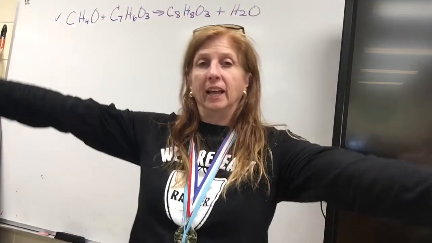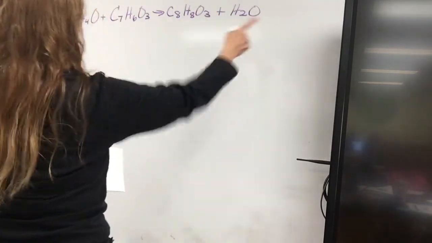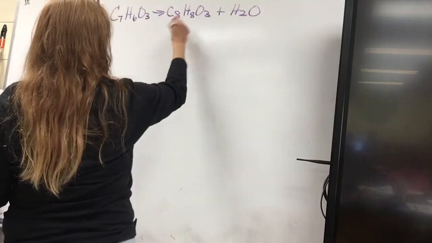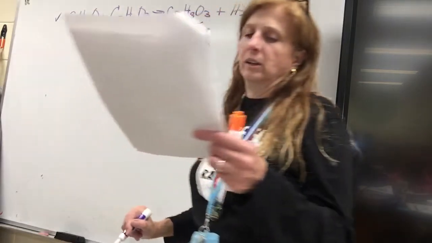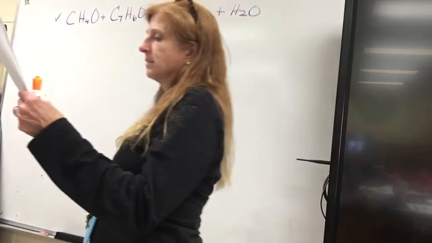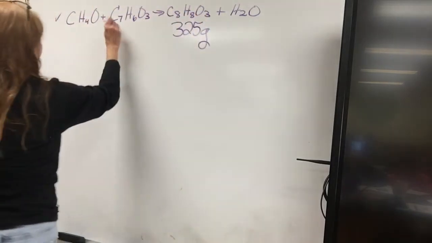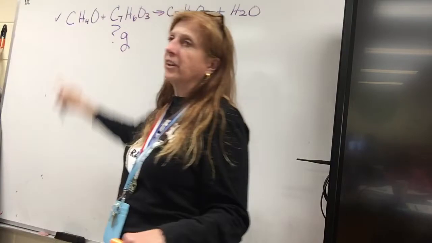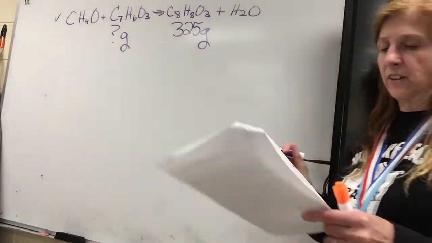Write what we know. 325 grams. Of what? Which one do I write it under? Methyl salicylate, which is that one, C8H8O3. So write 3, and what do I don't know? C7H6O3. Yes, that's the one I don't know. So this time my U is going to go the other way. So that's just to show you that it can go both ways.